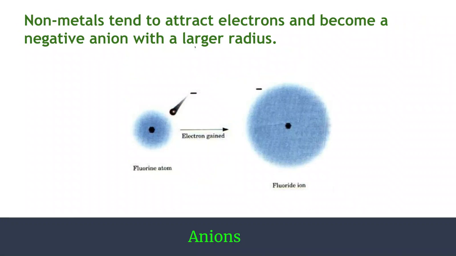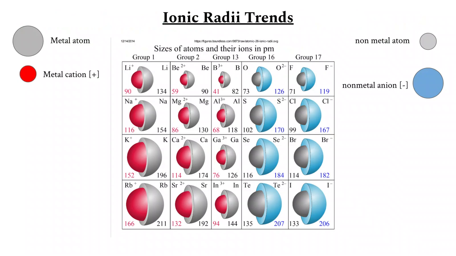Nonmetals tend to attract extra electrons, and they become a negative ion, and they actually get a bit bigger than they were before. And that's it. So again, this diagram I found online works really well. It shows that if you start with a metal atom, which is gray, that will be bigger than a positive metal cation. And if you go to the nonmetals, which is the gray spheres to the right, when nonmetals gain electrons, which is the blue ions, you notice that the blue negative ions are bigger than the original atom was. There you go.